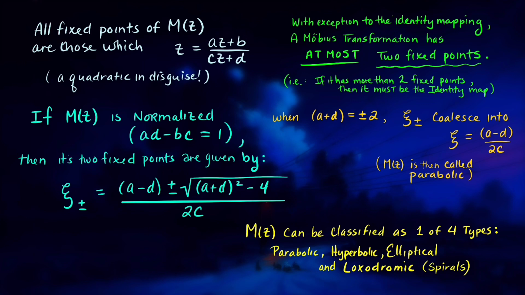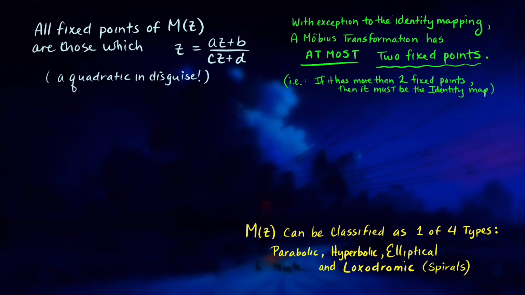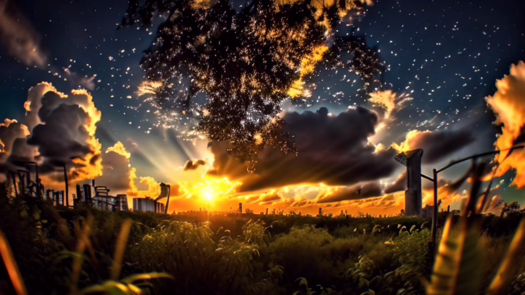And that might get you thinking about conic sections. There's no mistake there. But what is a loxodromic spiral? Well, that has a lot to do with geodesics on a sphere. That we'll save for another video. For now, Mobius transformations have one more thing up their sleeve.